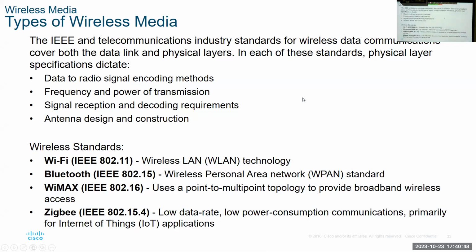Okay, so wireless media. There's not a lot to the properties of wireless media because it's just air. What you mostly have to know about wireless are the standard numbers. And the most important one, the one that we care about from a LAN standpoint, let's say an internetwork standpoint, is Wi-Fi, the 802.11 standards.